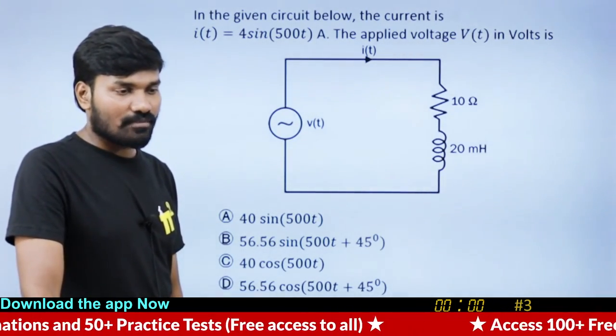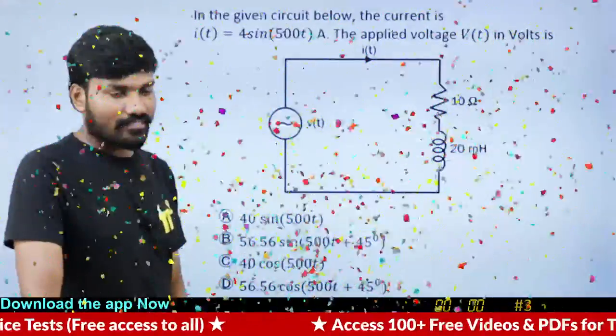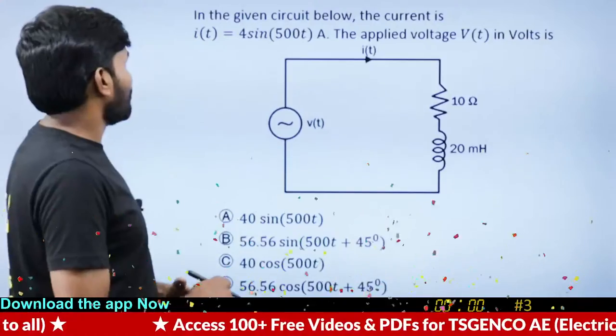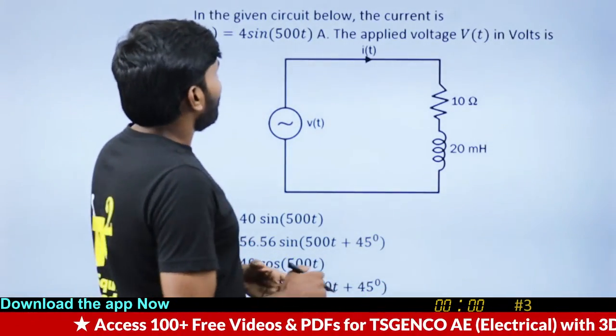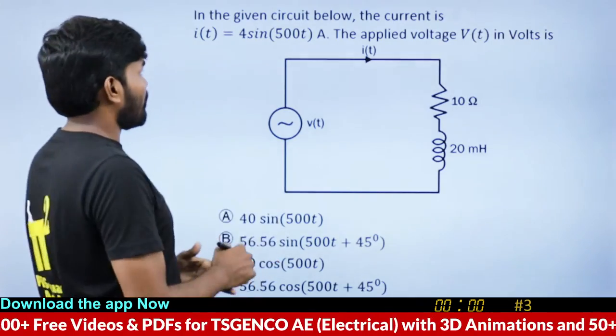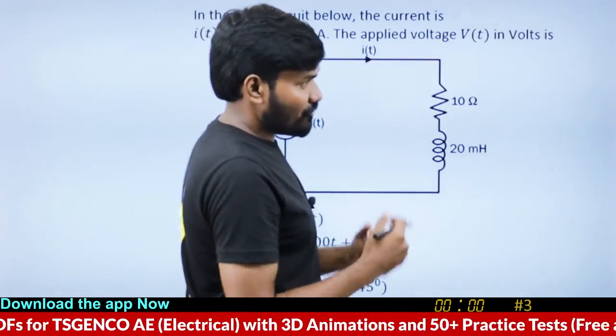Okay, it's good to see some answers. Everybody started saying B. Let's see whether it is right or wrong. Your time's up. In the circuit shown below, the current value is given. See, really interesting questions. Current value is given in the circuit. The applied voltage is asked.